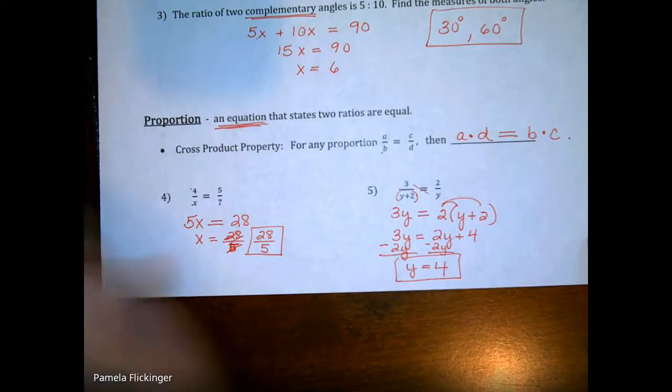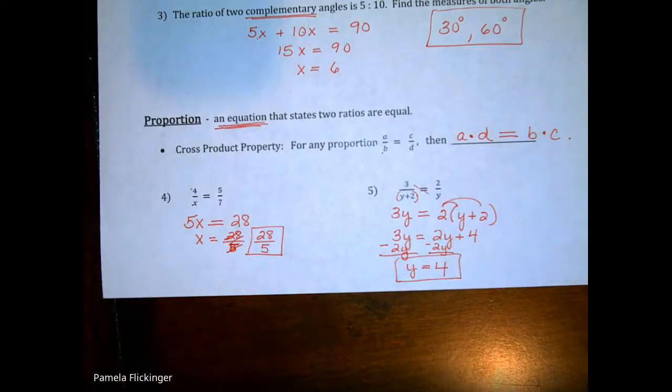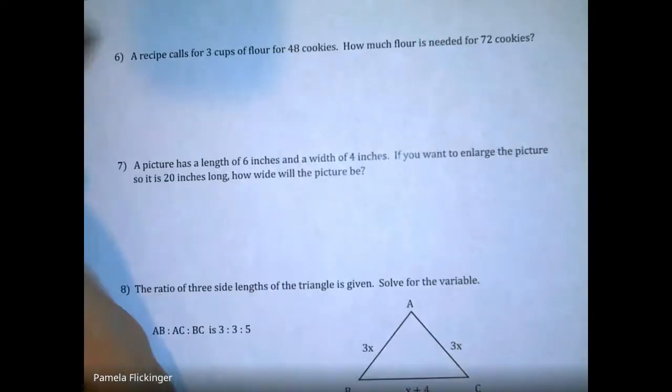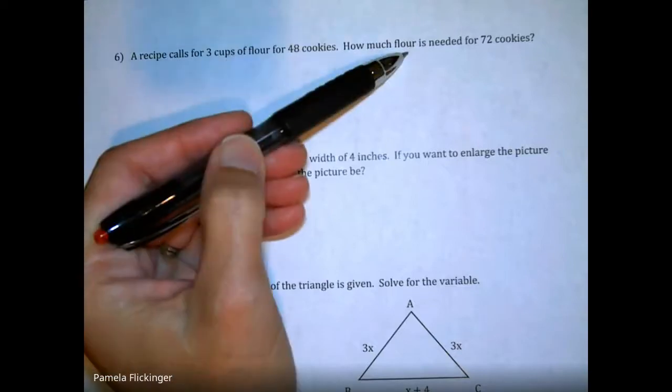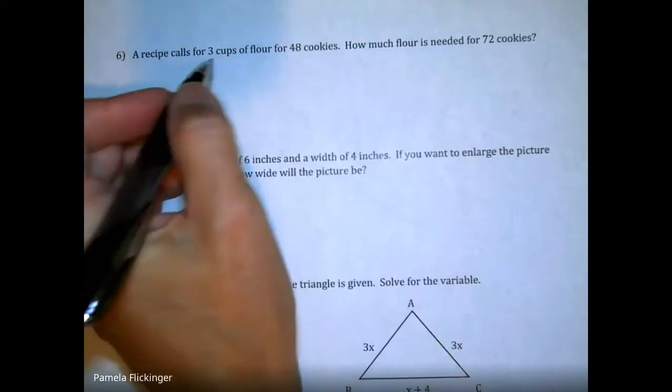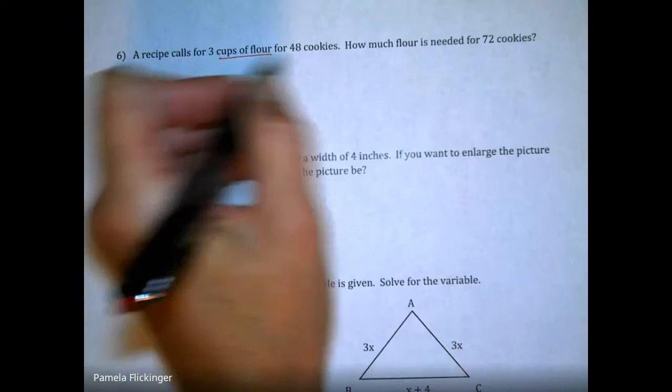Now, almost every single type of problem you're going to solve in this unit requires a proportion to be set up and solved. Today, we're just reviewing the type of problems that you should already be able to do with proportions. It says a recipe calls for 3 cups of flour for 48 cookies. The question is, how much flour is needed for 72 cookies? Notice we've got different units. We've got cups of flour and we have cookies.